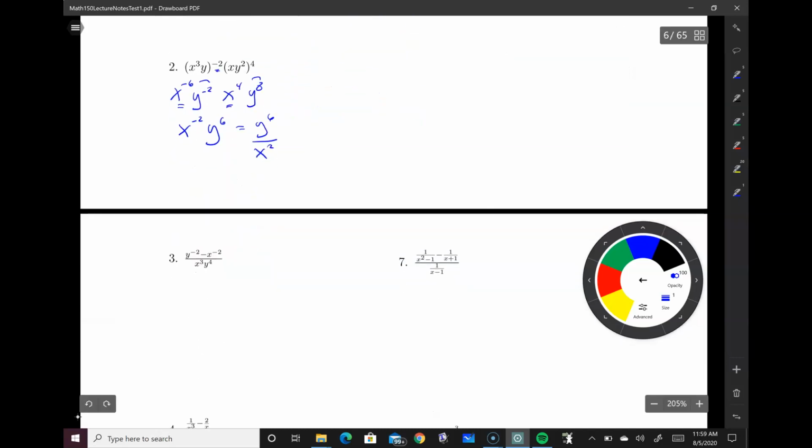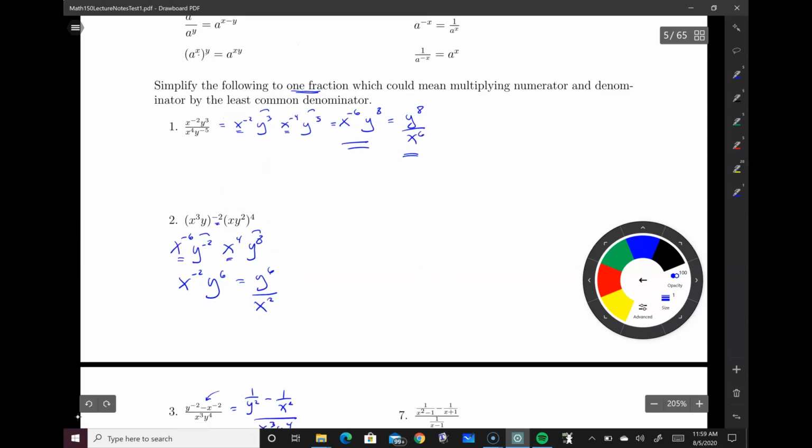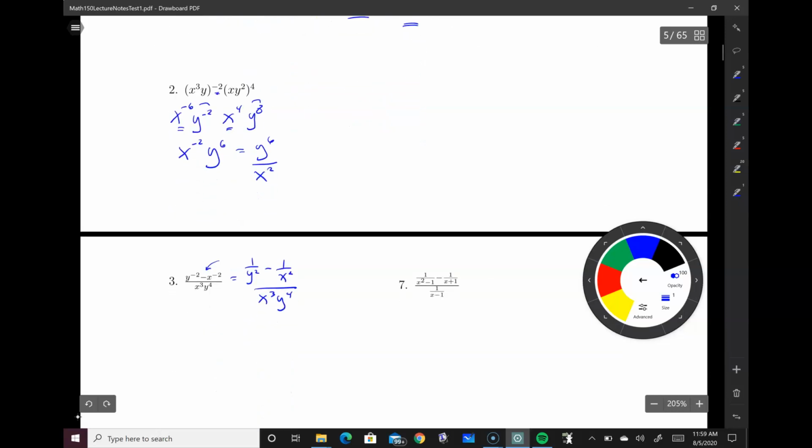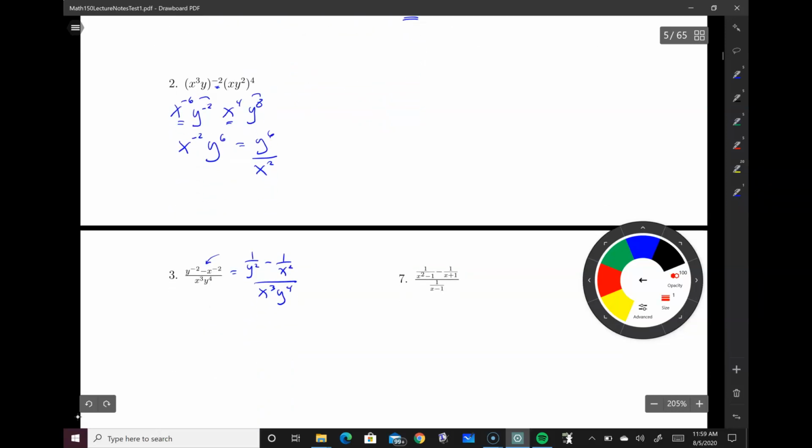All right, so this one here, because I have subtraction up here, I'm going to invest the time to rewrite these as the fractions that they are. So now I'm going to follow the instructions of multiplying the numerator and denominator by the least common denominator to get rid of the fractions. So I'm going to multiply numerator and denominator by x squared, y squared. And I'm going to cancel as I go.